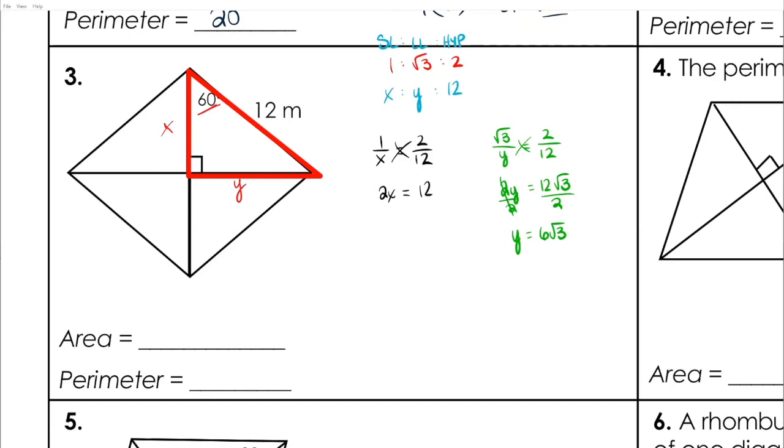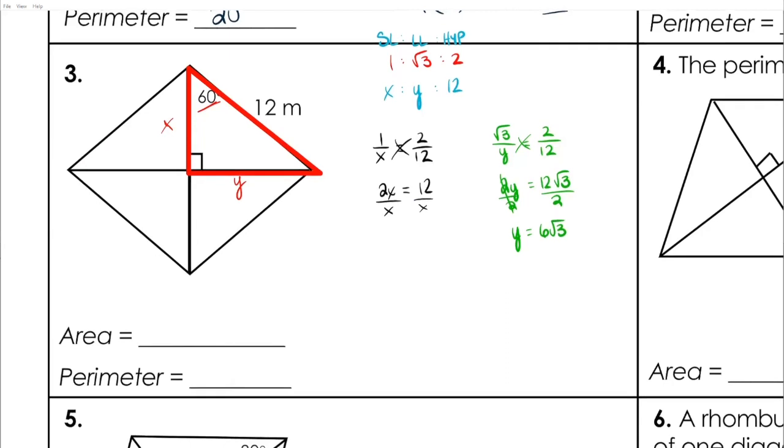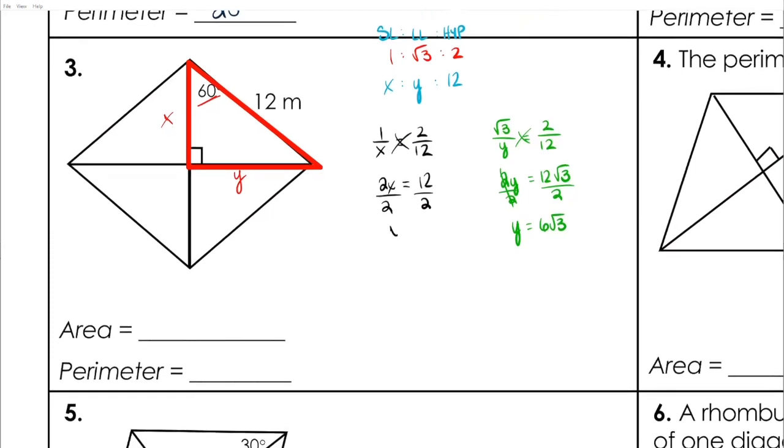2x is 12. X is, whoops, not divided by x. I was trying to say divide by 2. X is 6. So now we have 6 and 6. We have 6 root 3 and 6 root 3.